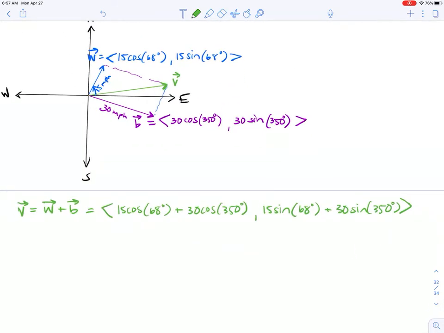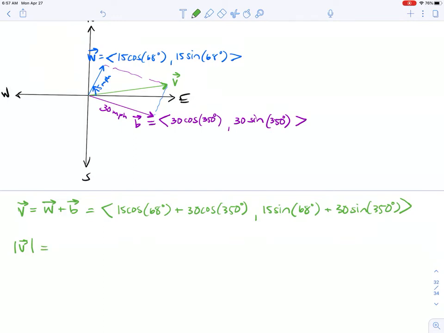Okay, please do not round, don't put these values into your calculator. Until we have our magnitude and our direction, we want to make sure that we're using exact values. You could store the horizontal and vertical components into your calculator so that you don't have to type them out over and over again.